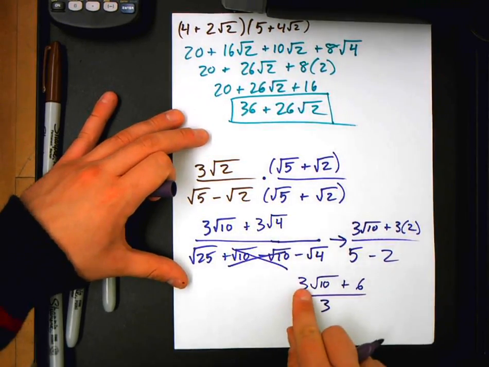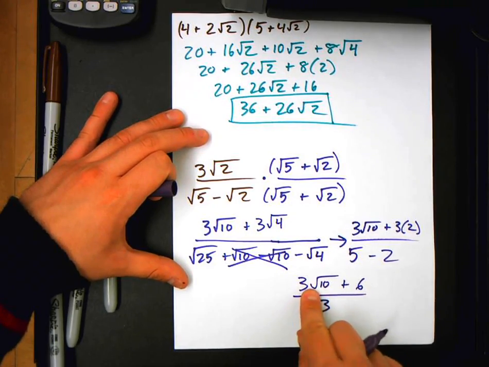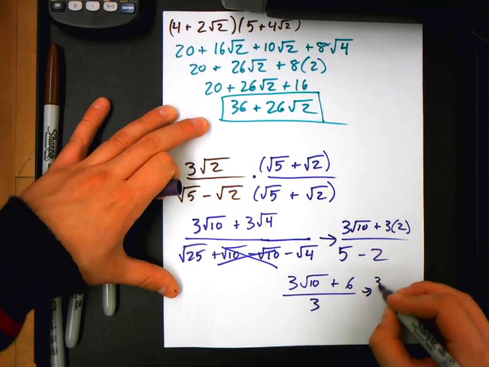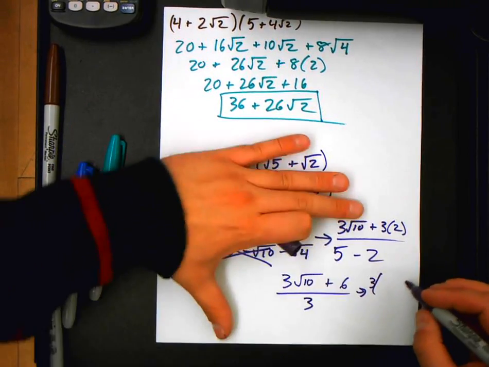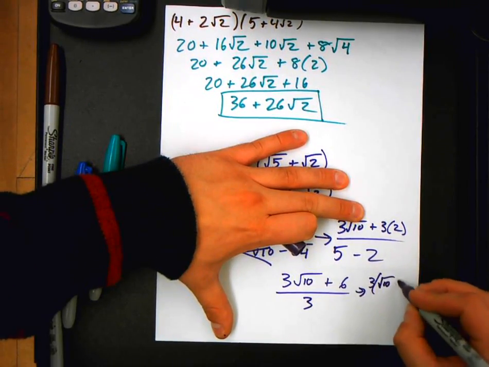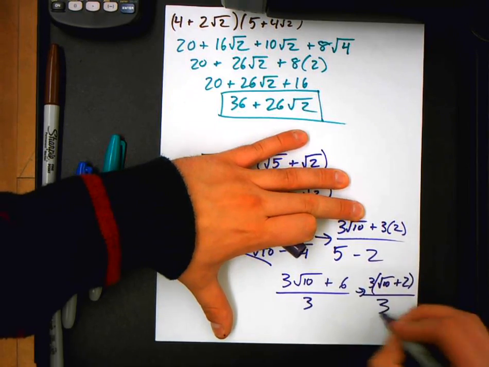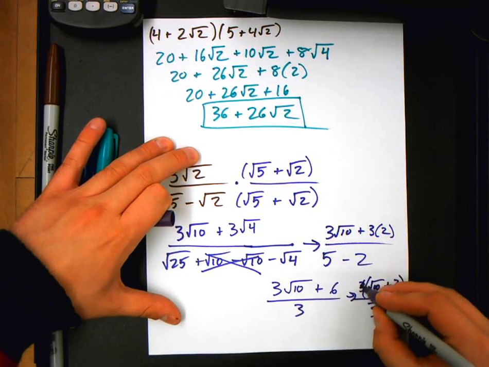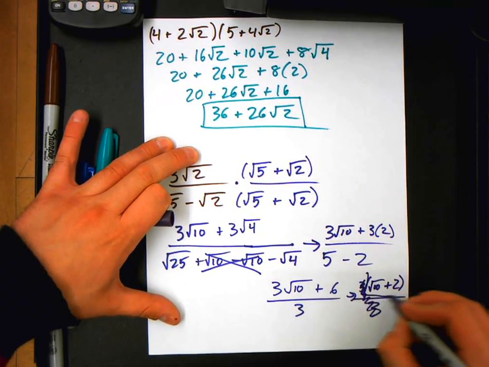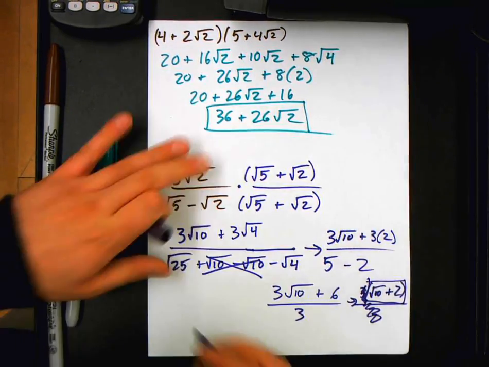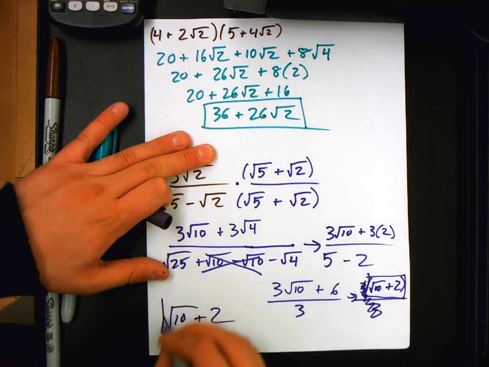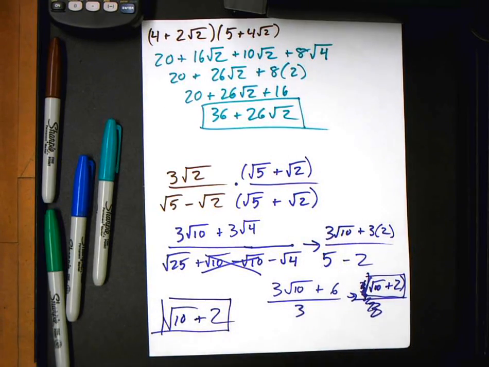From here, you can factor out a 3 from the first term and the second term. So we are left with the square root of 10 plus 2 divided by 3. Then from here, my 3's cancel out on top and the bottom. And that is my solution. The square root of 10 plus 2 is the most simplified solution to this expression.